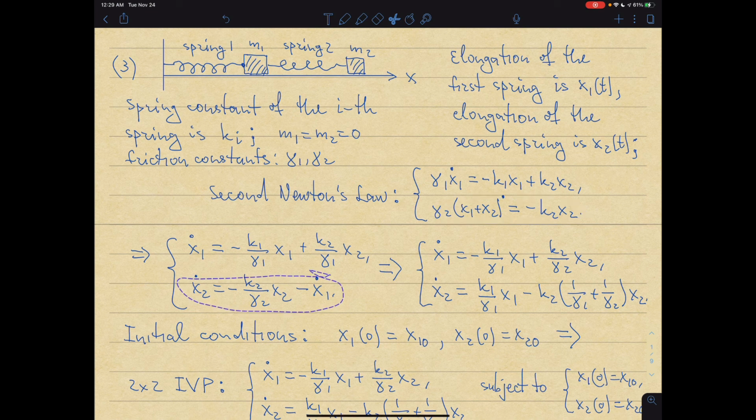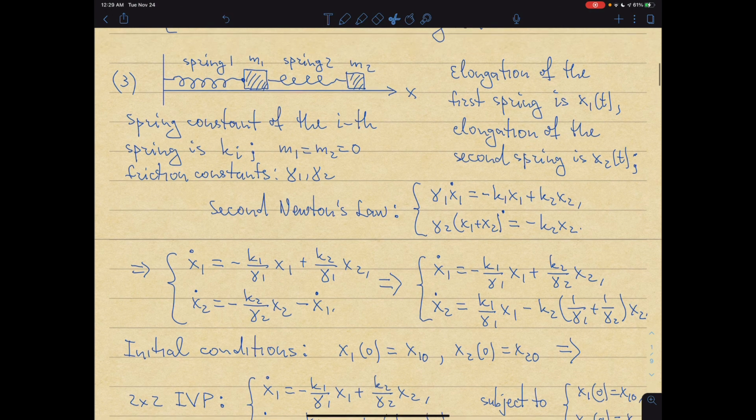Then I can take x1 dot from the first equation and replace x1 dot in the second equation by this expression. And when I do that, I end up with a 2x2 system of linear homogeneous equations, right? Because there are no additional functions added to either of the two equations. So it's a 2x2 system of homogeneous equations.